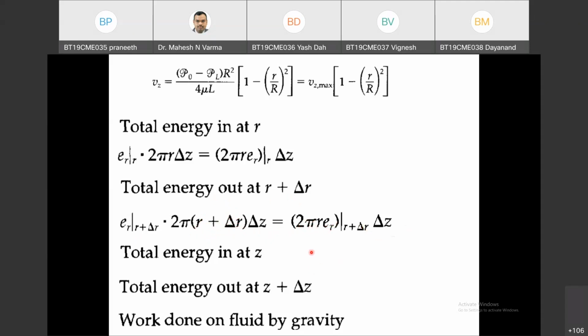Roll number 39, Deepam: what will be the total energy coming into my differential shell in Z direction at Z? Here itself it is given. Here ER is there, so instead of ER it will be EZ evaluated at Z, multiplied by the perpendicular surface area. That perpendicular surface area is also discussed.